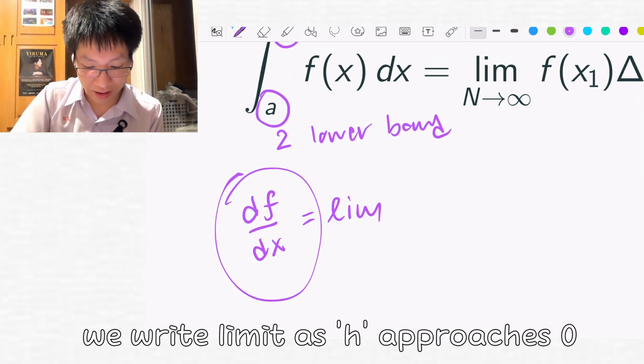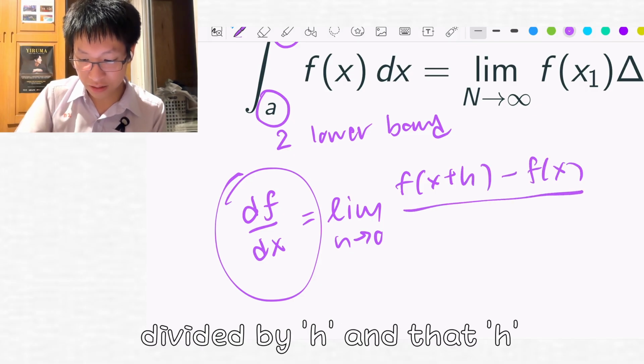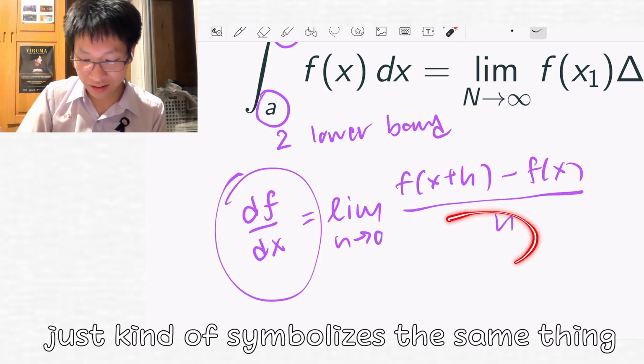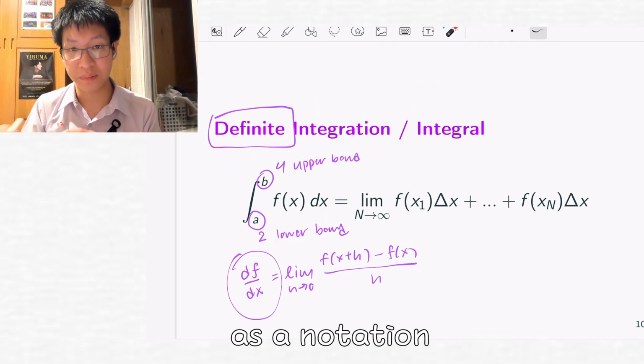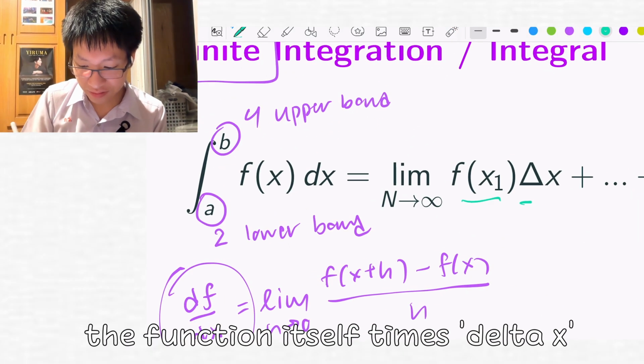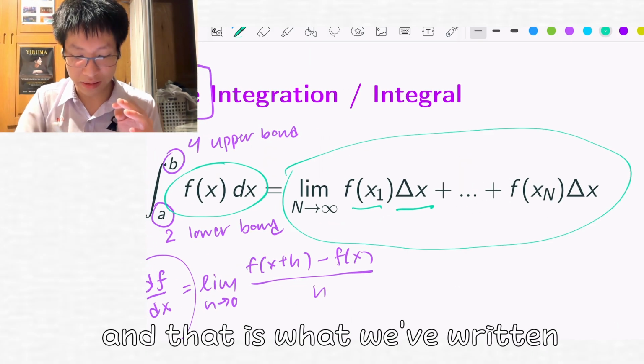We write the limit as h approaches 0 of f of x plus h minus f of x, divided by h, and that h just symbolizes the same thing. And so this is how we write it as a notation. You can think of it as the function itself times delta x, but just written in this notation right here. And that is what we wrote in the previous slide.